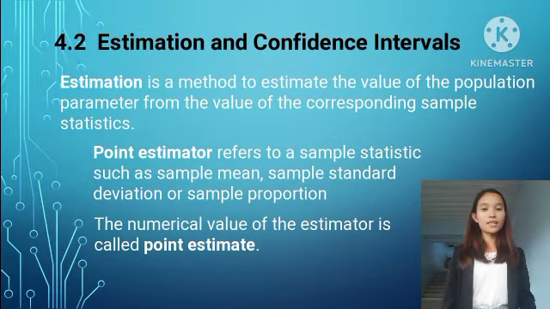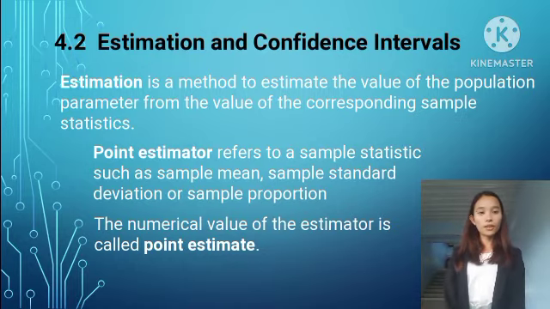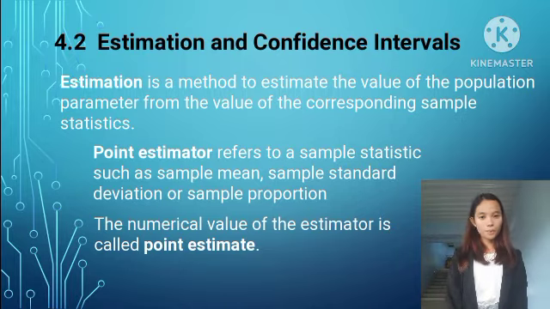Estimation and confidence intervals. Estimation is a method to estimate the value of the population parameter from the value of the corresponding sample statistic. Point estimator. A point estimator refers to a sample statistic such as the sample mean, sample standard deviation, or sample proportion. The numerical value of the estimator is called the point estimate.